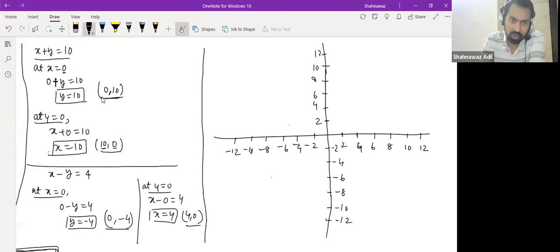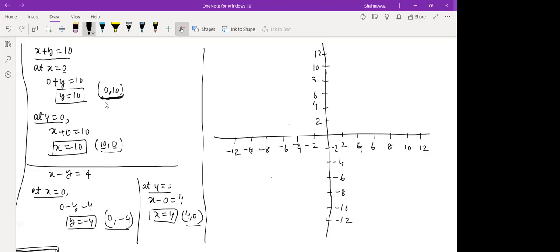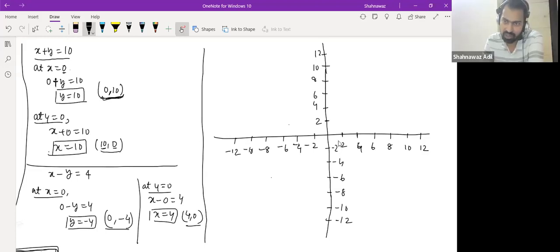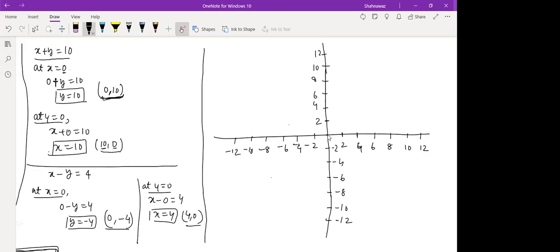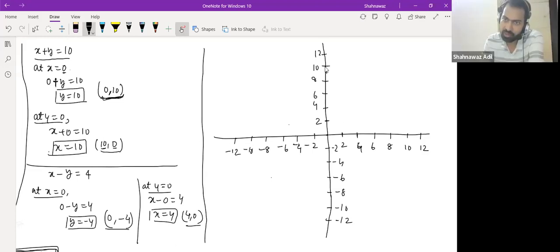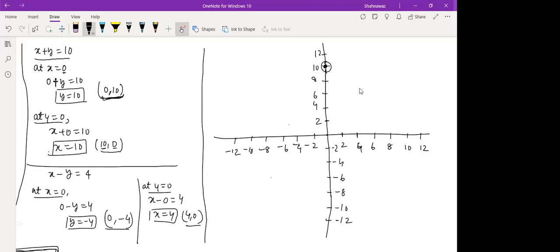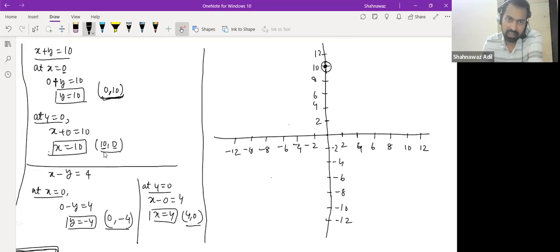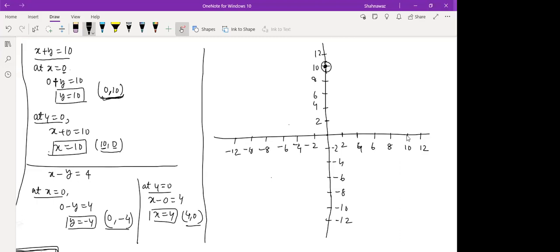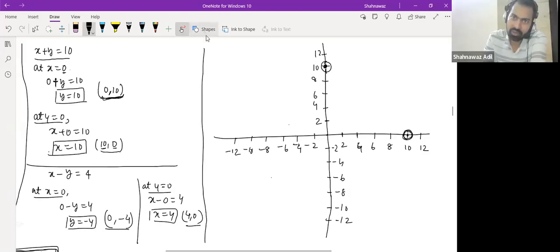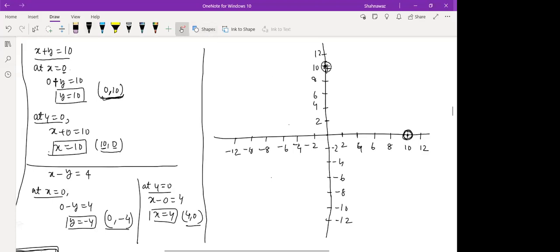So first point is 0, comma 10. So 0 in x direction, we go 0. So this is 0, right? And 10 is where? So this is 10. So this point is 0, comma 10, right? And 10, comma 0. So in x direction, we move 10 units. So 10, comma 0. So in y direction, we move 0. So this is 10, comma 0. So this would be our line, right?